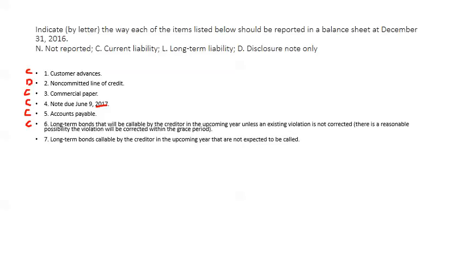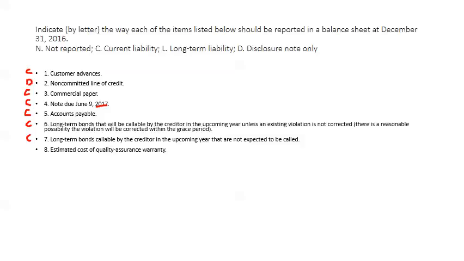Long-term bonds that are callable by the creditor in the upcoming year that are not expected to be called. It doesn't matter if they're expected to be called. If it's callable in the year, that means it's due on demand. Callable means due on demand, so the creditor can call up and say pay it. And so for that reason, it's a current liability.